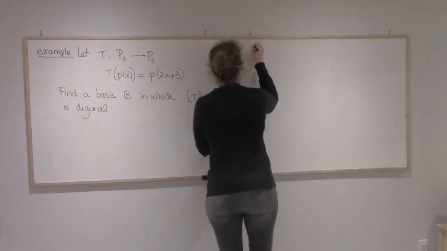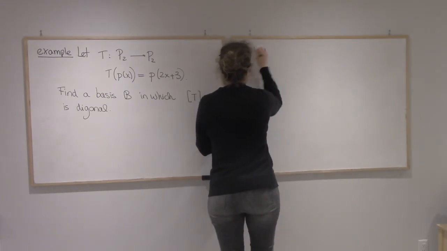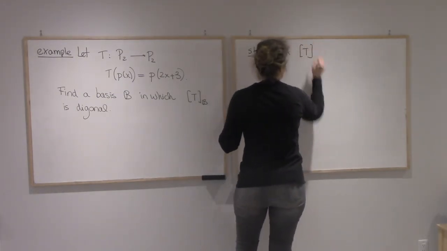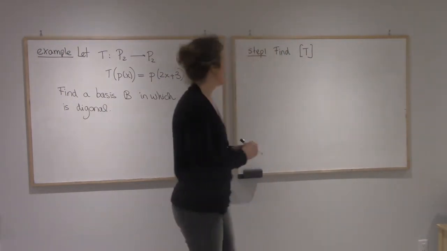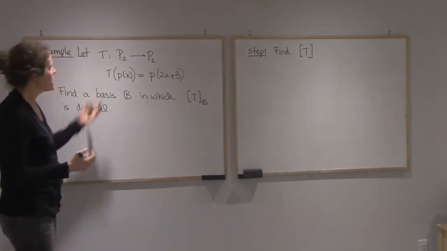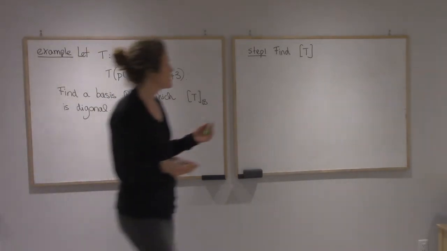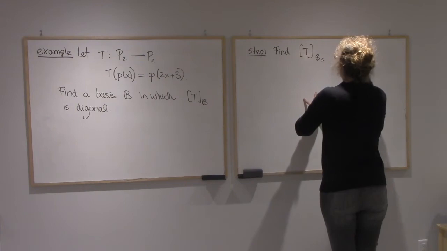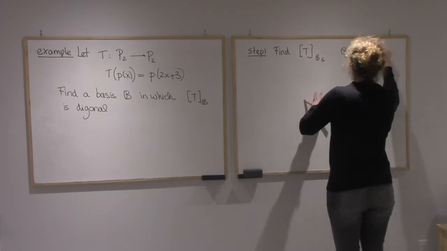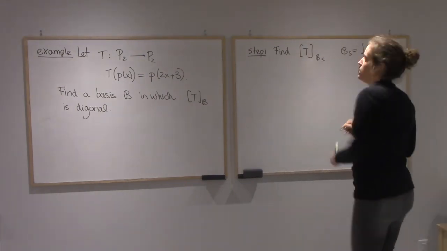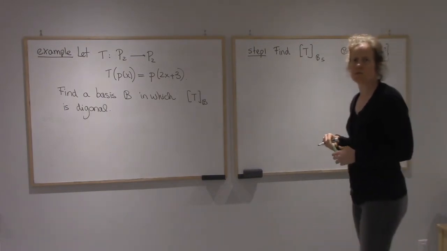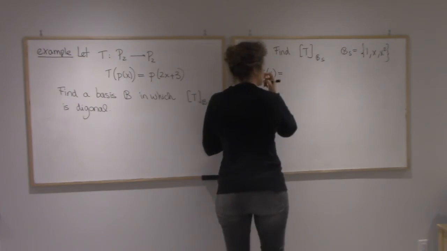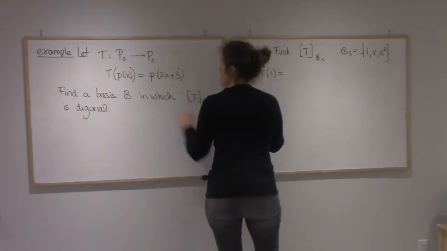Let's start by finding T in some basis. You get to choose whichever one you like. Since this is P2, I'm going to use the standard basis. And I'm going to choose the order 1, x, x squared, just because I think it's going to make the matrix a bit simpler. Alright, so I need to find what T does to all of this.